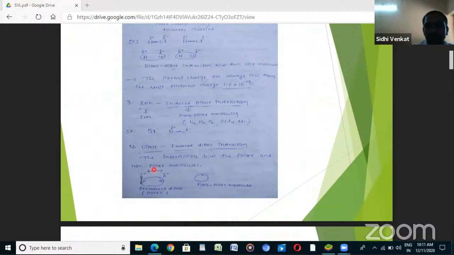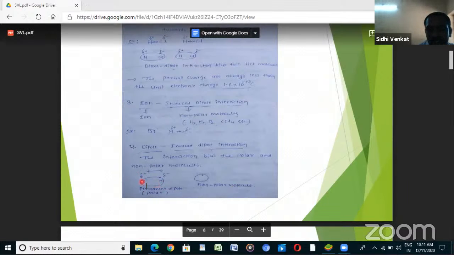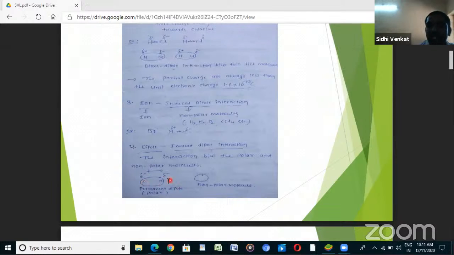Here look at the example. Here dipoles are the permanent dipoles. Here polar molecule is permanent. Here non-polar is the temporary dipole. We are taking the AB molecule. Here non-polar molecule, A is the partially positive charge and B is the partially negative charge.